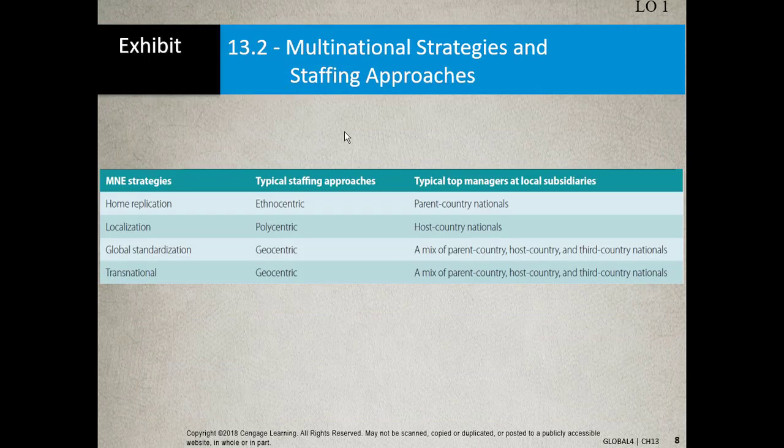All right, so what are the MNC strategies and staffing approaches? Again, we have them here. Home replication. Remember, we did this in the last chapter. Home replication, localization, global standardization, transnational. And now we can connect the dots for each and the local, typical top managers for each, right? So you might have to go back to that chapter and find that grid, that matrix, and make sure that this makes sense and you're able to plot accordingly.